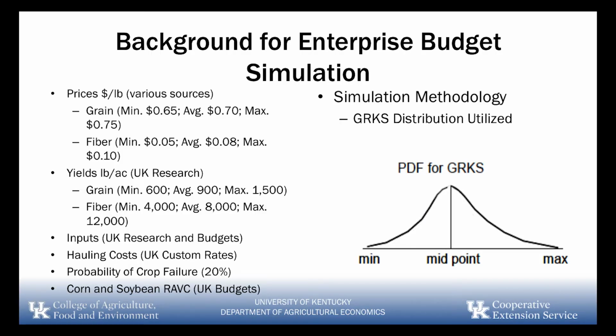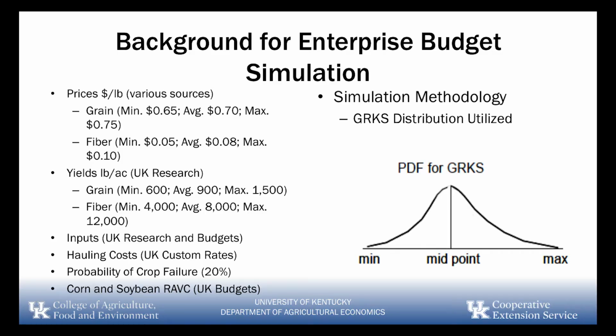So to get at this, we've set up a model to simulate what might happen. And to give you a little bit of background on this, as far as grain prices, we're looking at grain prices somewhere between 65 cents and 75 cents. And there's an escalator in there: if you're over a certain yield, price goes up. Okay? Fiber side, we're looking at somewhere between 5 cents and 10 cents. Grain yields, we're looking at 600 pounds an acre up to 1,500 pounds an acre.